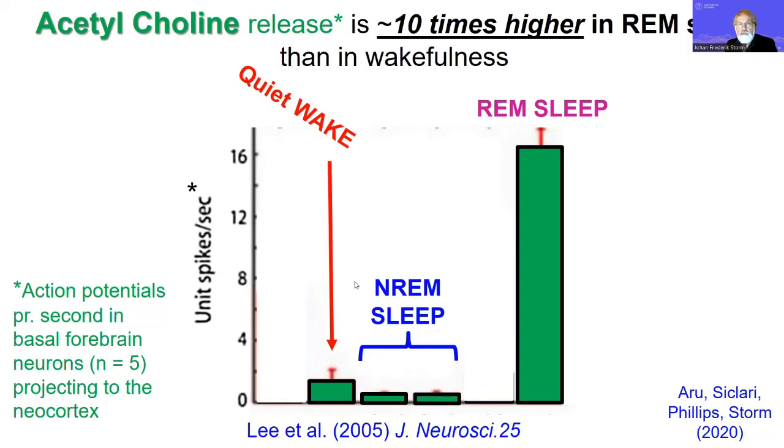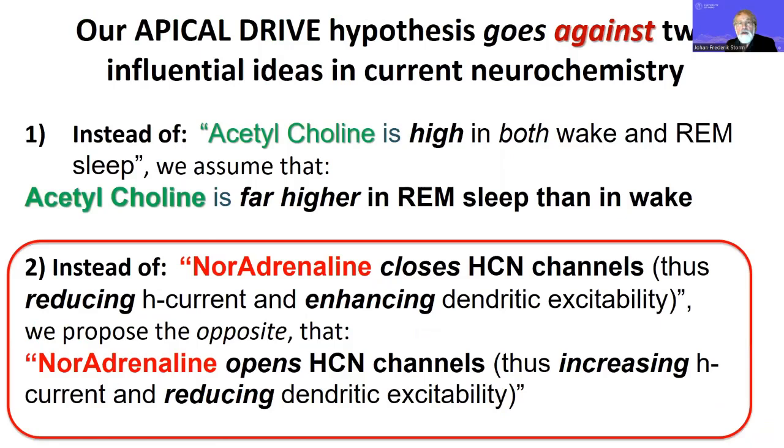So this may explain why, and this gives evidence that the acetylcholine is far higher in REM sleep than awake. And that may explain why we don't hallucinate and dream when we are awake, because the acetylcholine level then is not high enough to make this apical drive very active.